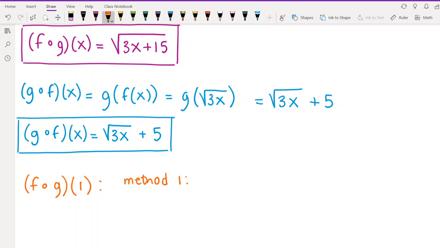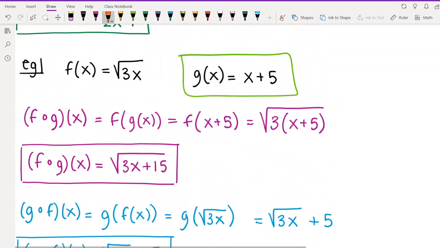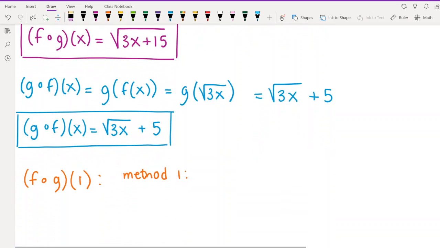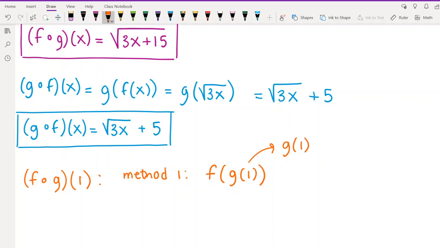In the second method we'll actually use the formula that we came up with for f of g of x. But let's say you didn't have a formula for f of g of x. Again, we're still using these same two functions: f of x is equal to the square root of 3x and g of x is equal to x plus 5. One way to go about evaluating this is to remember that we can rewrite it as f of g of 1. Now you can figure out what g of 1 is equal to just by using the formula for g of x.